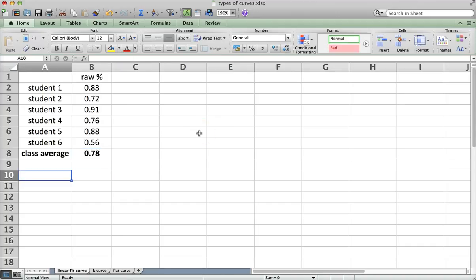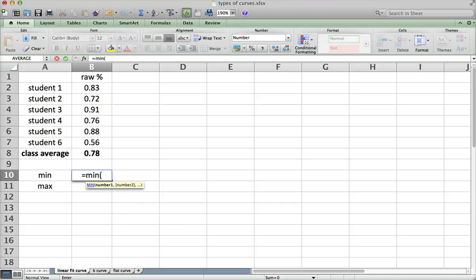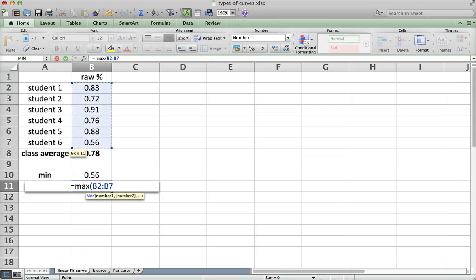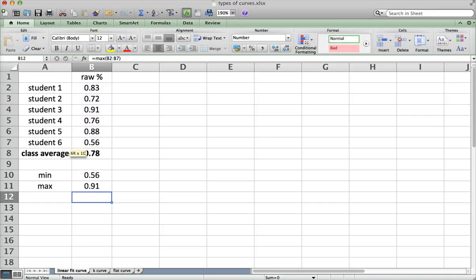Okay, so the first is a linear fit curve. And here's the idea. I'm going to find the minimum grade that any student earned and the maximum grade. I do equals MIN, highlight the student grades in the parentheses, close the parentheses, and then equals MAX, highlight the student grades, their scores.